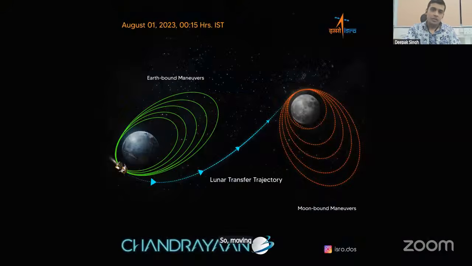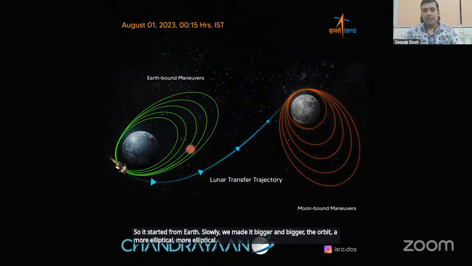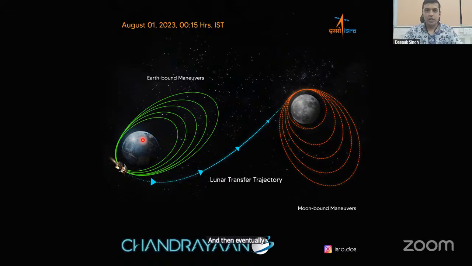So moving on, here is the planned mission. It started from Earth. Slowly, we made the orbit bigger and bigger, more elliptical, and then eventually we pushed it a little bit when it reached here, and then it was transferred to lunar trajectory. And slowly, we went more circular and got to a moon-bound maneuver. And here, the landing was achieved.